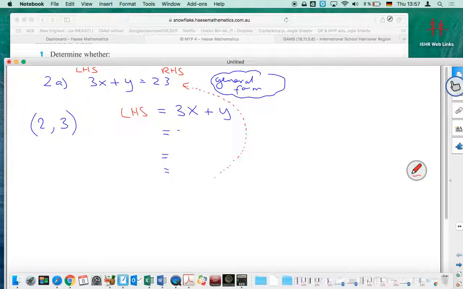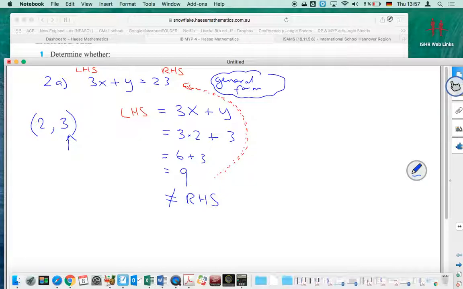So left-hand side is 3x plus y. So that means what I do is I take the x, multiply it by 3, and add on our y value, which is 3. That gives me 6 plus 3. Oh, that gives me 9. Is that the right answer? So I would come back and look up at the right-hand side. It's 23. So you could write here, that does not equal the right-hand side.